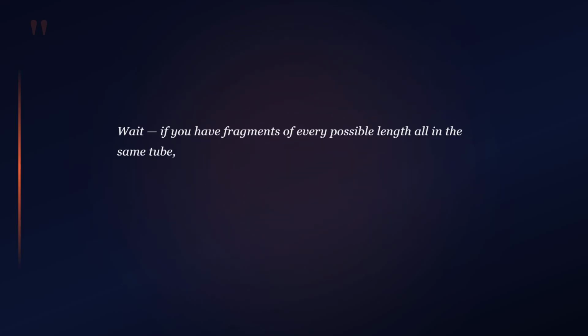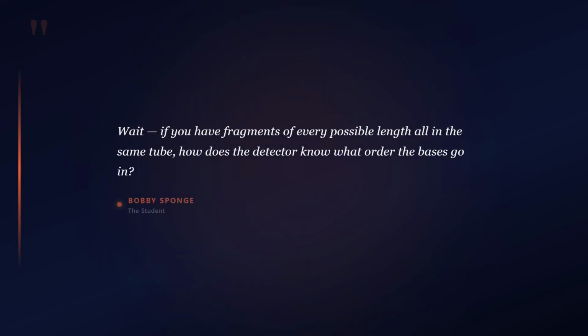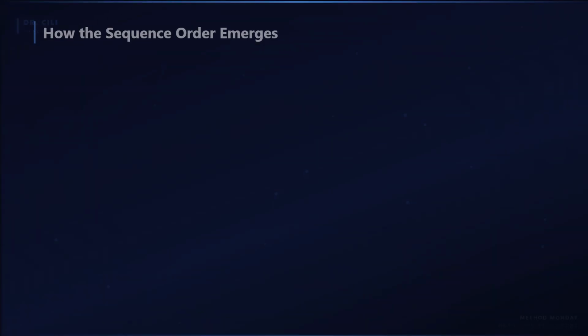Wait, if you have fragments of every possible length all in the same tube, how does the detector know what order the bases go in?